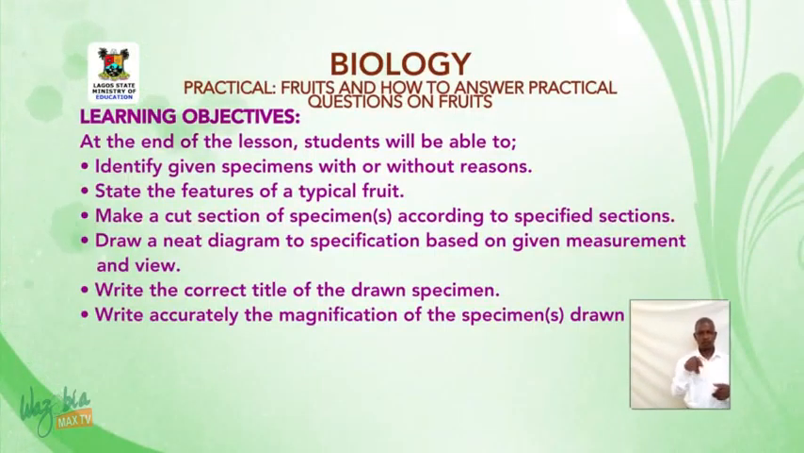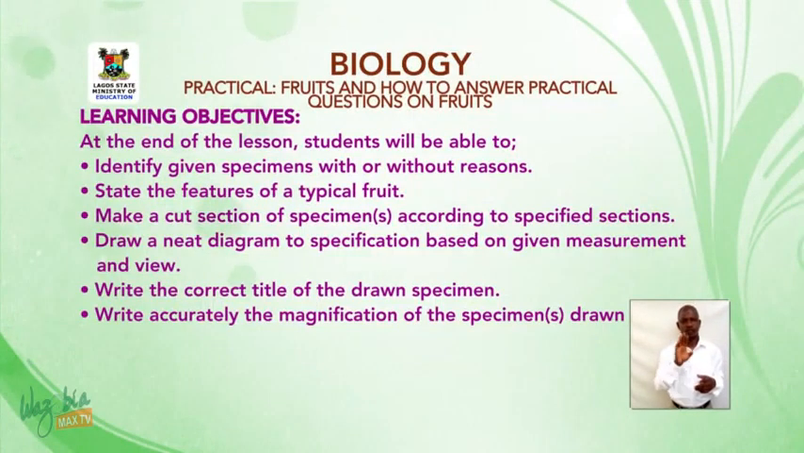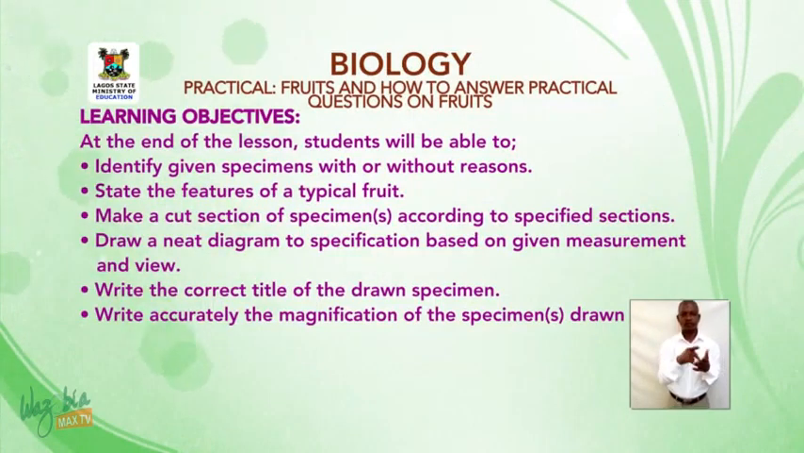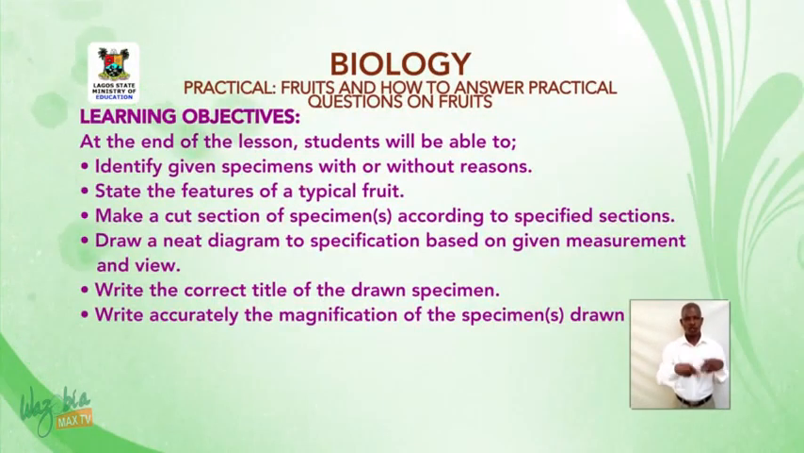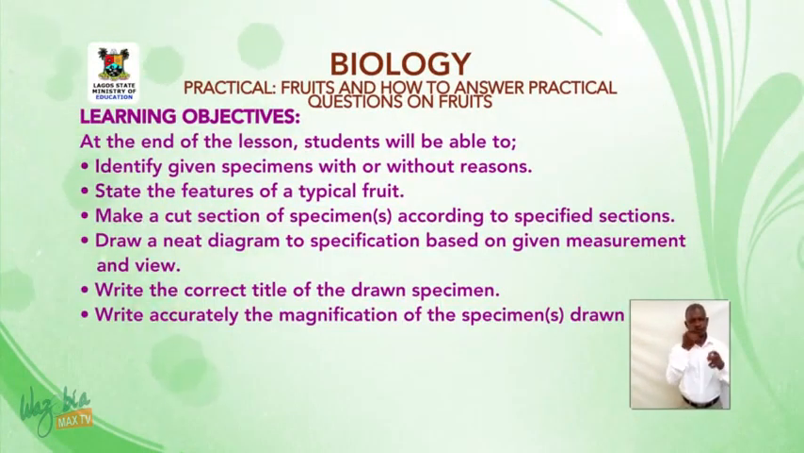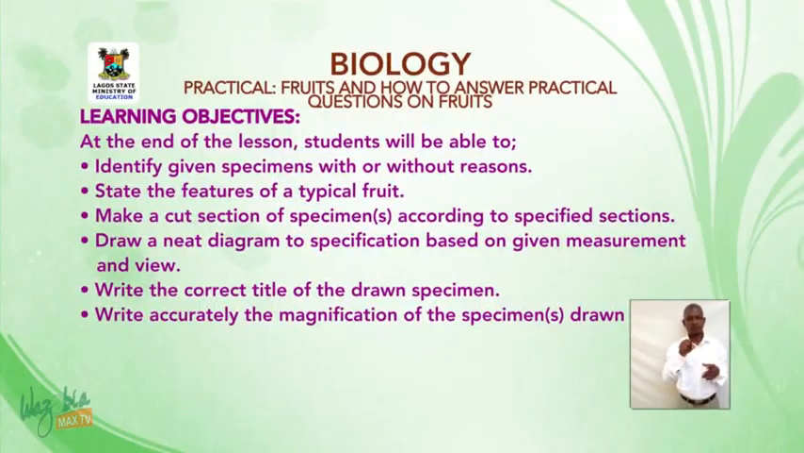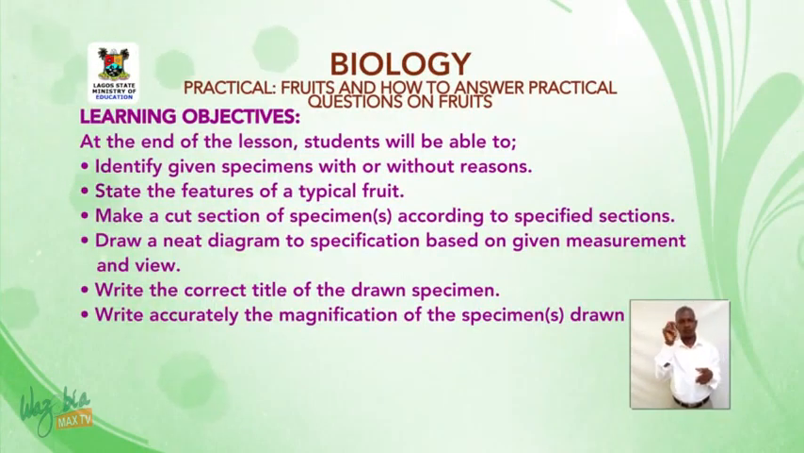3. Make a cut section of specimen according to specified section. 4. Draw a neat diagram to specification based on given measurement and view. Write the correct title of the drawn specimen. Write accurately the magnification of the specimen or specimens drawn.